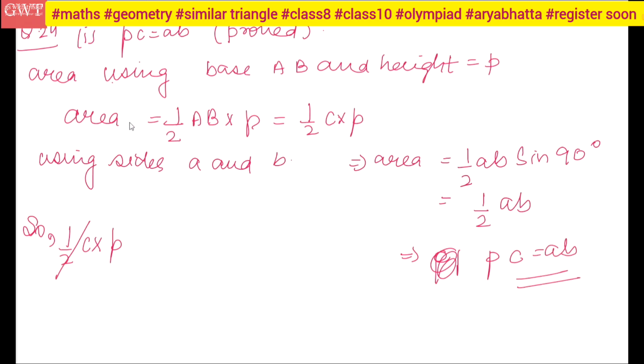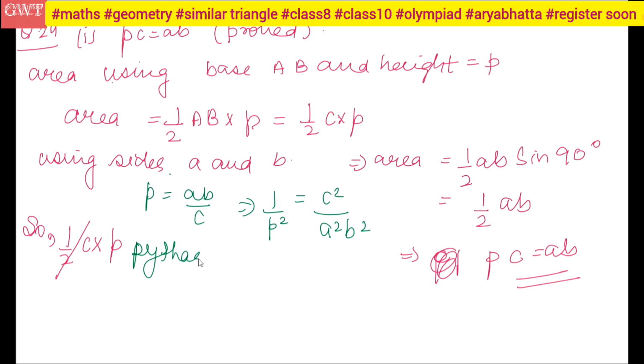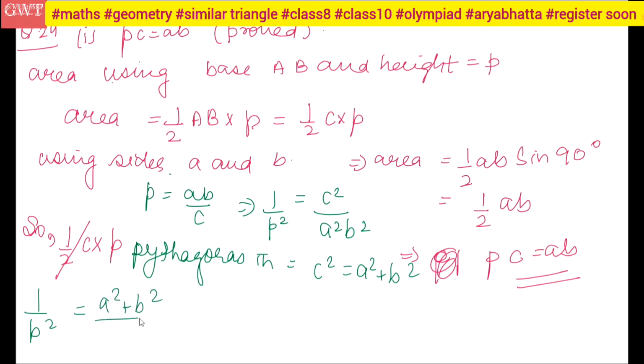Now from above only, I am getting P is equal to AB upon C. Just right now I proved that. So by this I can say that 1 upon P square is C square upon A square B square. Now Pythagoras theorem is saying that C square is A square plus B square. So simplifying, 1 upon P square is equal to A square plus B square upon A square B square, or simply 1 upon B square plus 1 upon A square, which is what they are asking. Hence I have proved that.